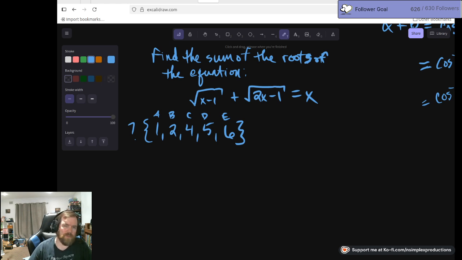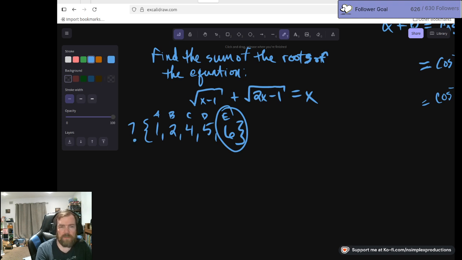If you plug in 5, we get 5 minus 1 is 4. Root is 2 plus 5 times 2 is 10 minus 1 is 9. Take its square root, it's 3. 3 plus 2 is going to be 5, so that's also an answer. Right? And then 6 similarly is not going to work. So literally the answers are 1 and 5, and their sum is then going to be 6. So in theory, you could work this out if you just know a little bit about what's going on here.